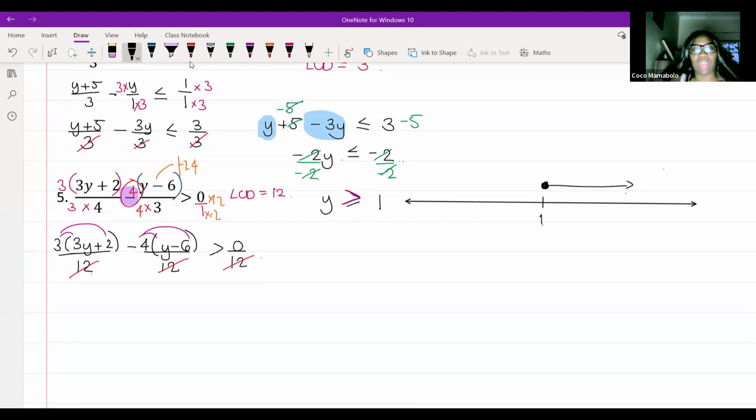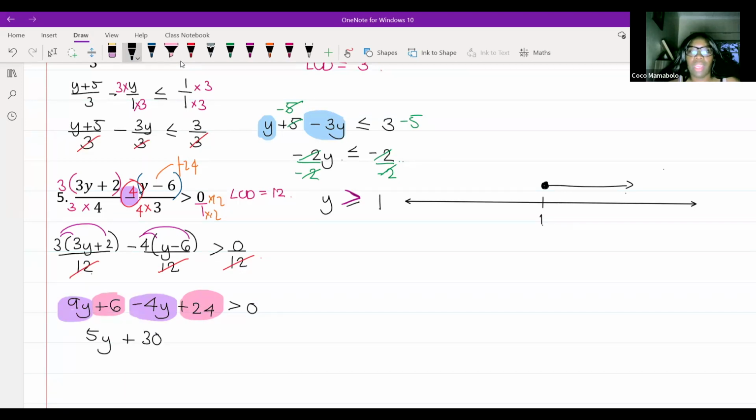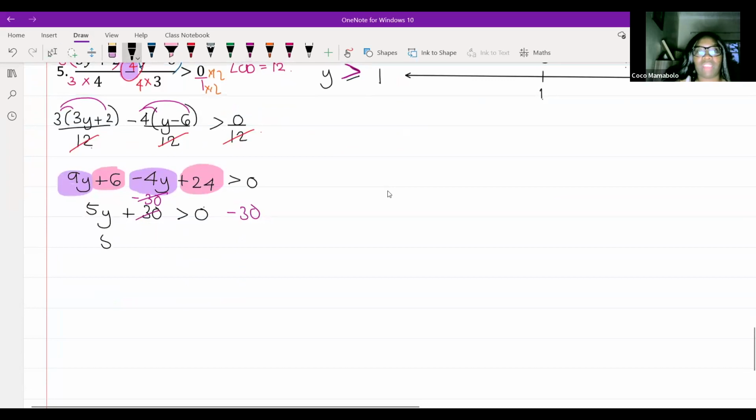All right. So now over here, I'm going to get 9y plus 6. And then I'm going to get minus 4y plus 24 is greater than 0. And then I can just add like terms. I've got 9y minus 4y will give me 5y. And then I've got 6 plus 24 will give me plus 30 is greater than 0. And then I'm going to minus 30, negative 30 plus 30 is 0. Right, and then we're going to get 5y is greater than negative 30.